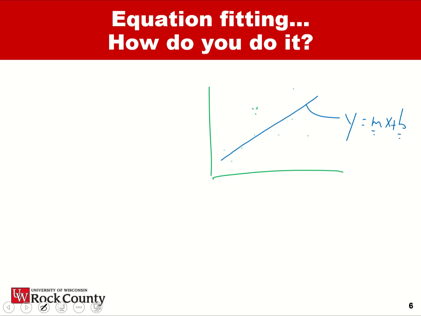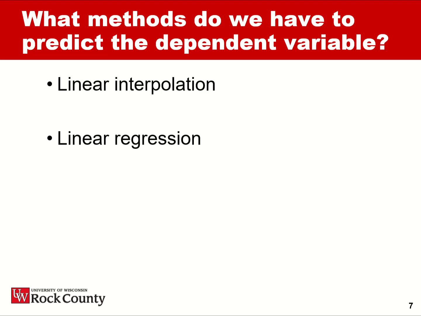Some people may take this point and another point maybe under here, take 2 points on the ends, and come up with a line. So everyone may come up with a slightly different line, but everyone will come up with some line. There are also mathematical methods we can use to find these lines or curves. One is called linear interpolation, and the other is linear regression. We're going to look at both of these.